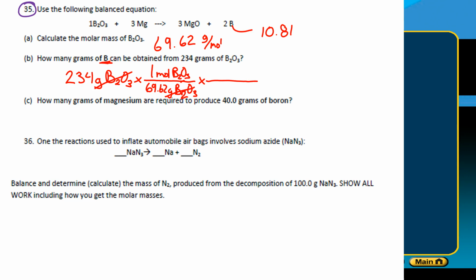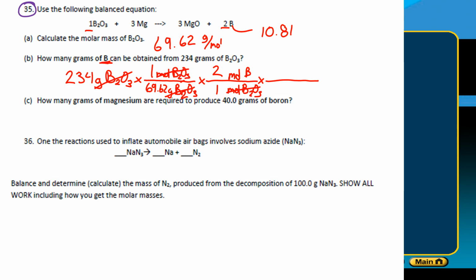What is my next thing that I'm going to try to do? I need to get to moles of boron. So I need to get rid of B2O3 and go to mole of B. Where am I going to find my relationship between boron and boron oxide? From the balanced equation, the coefficient. So I'm looking here and I'm looking here. So it's 2 to 1. And so now I'm in moles of boron.